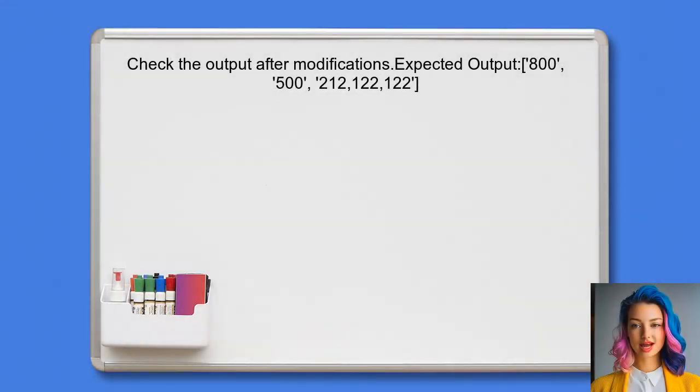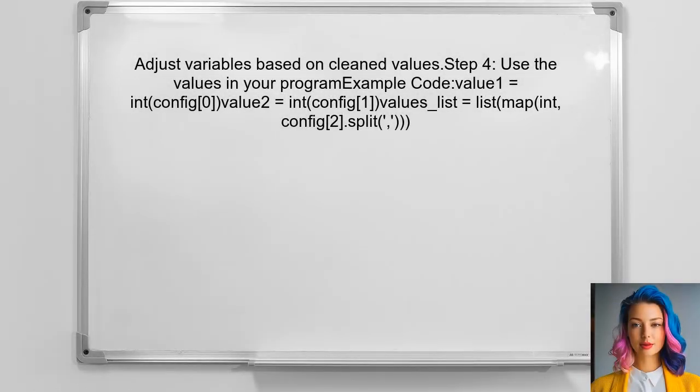Now, let's look at the output. After applying these changes, the user should see a clean list of values without any newline characters. Finally, the user can easily adjust variables based on the cleaned configuration values. This will simplify their program's logic.